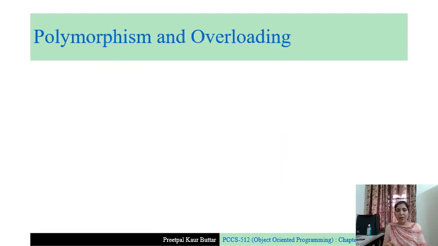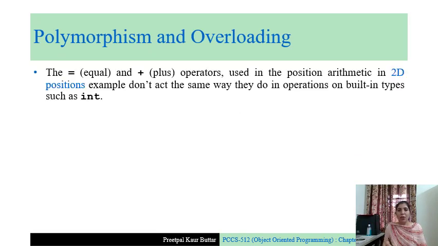The next properties are polymorphism, and the related concept is overloading. The equal to and plus operators were used in the previous example: pos1 is equal to pos2 plus origin. There were two operators in that example, the equal sign and the plus operator. They do not act the same way as they do in operations on built-in types such as int. They are acting on a new data type. They are not adding two integers, they are adding two 2D positions.